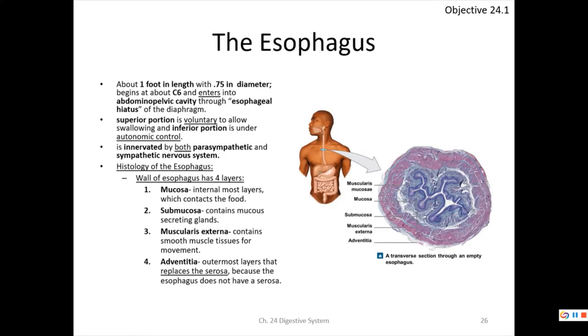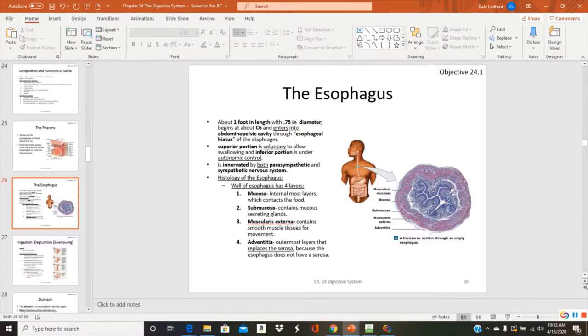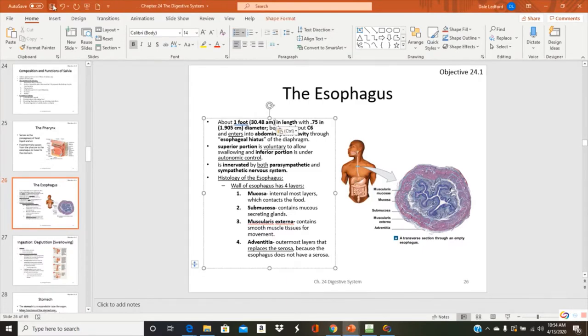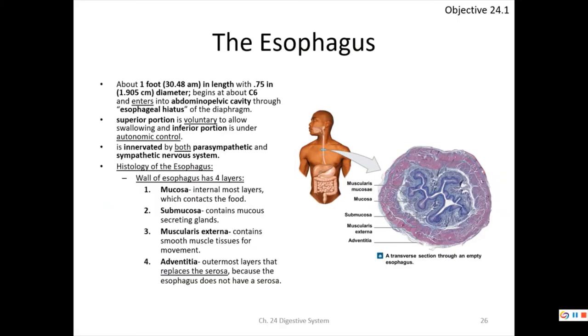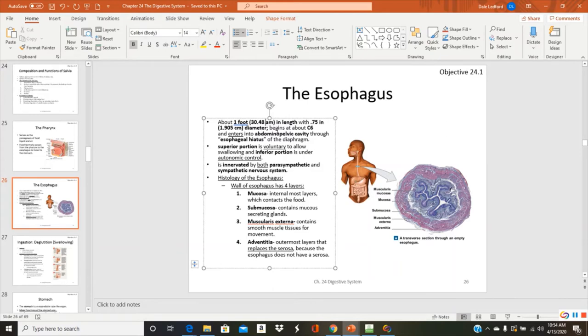Now, the esophagus is about a foot long. I went ahead and put some metric units in there because we're scientists and scientists use the metric system. So it's about a foot long and about a quarter of an inch in diameter, which is about 30.48 centimeters long, and about 1.905 centimeters in diameter.